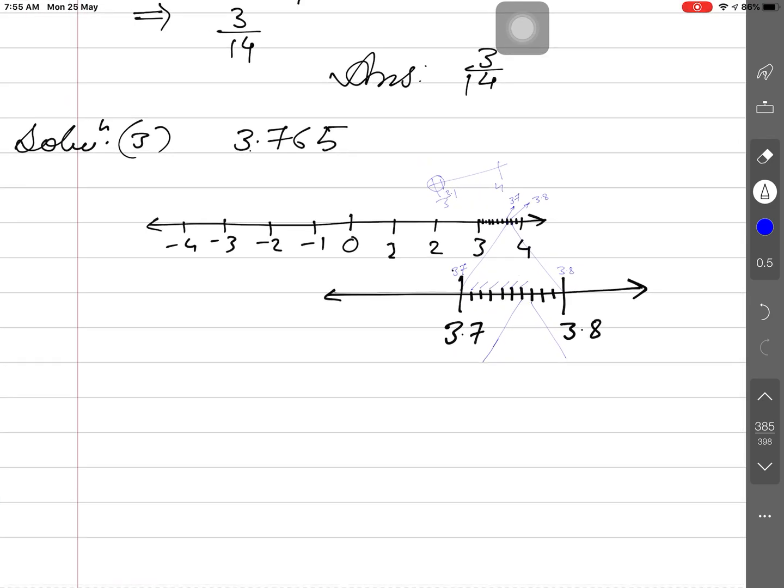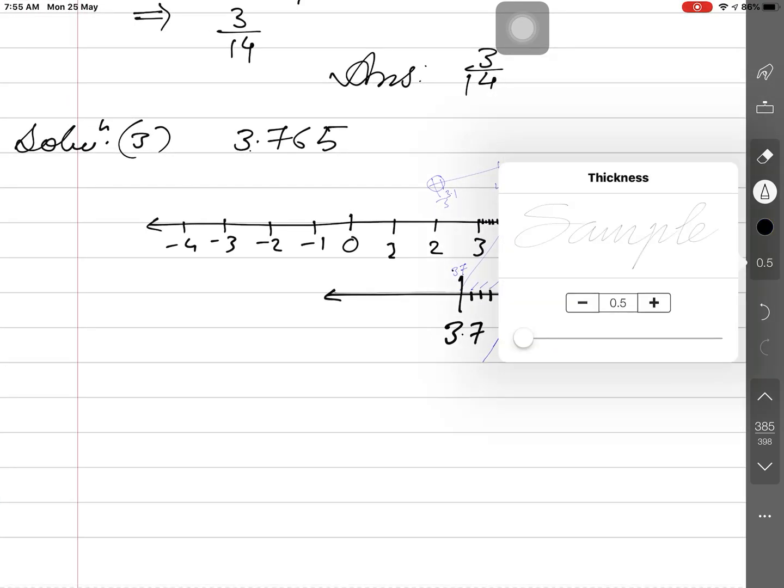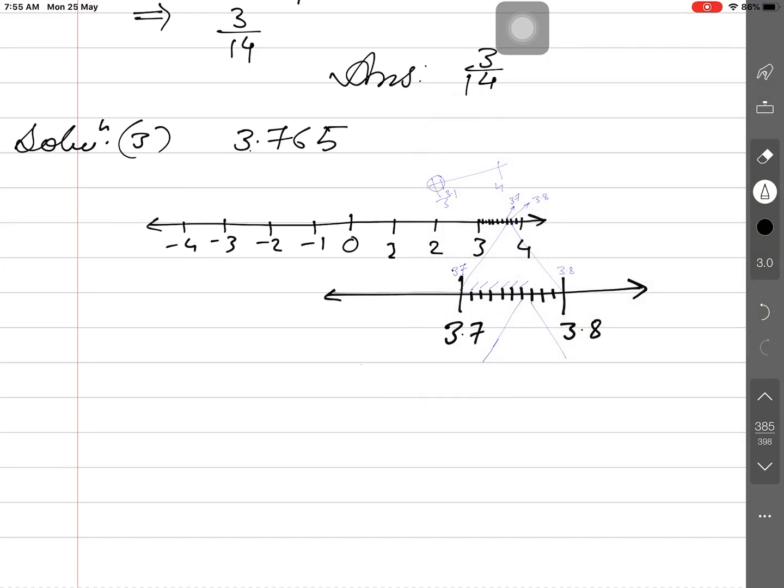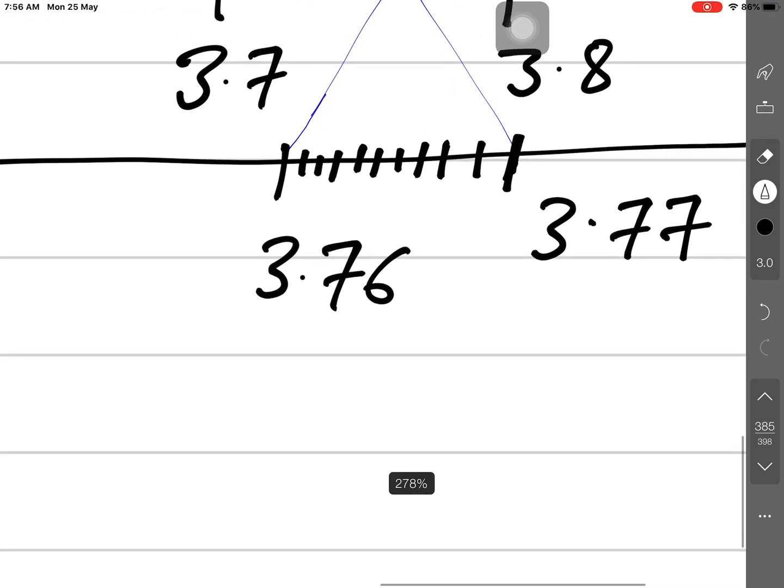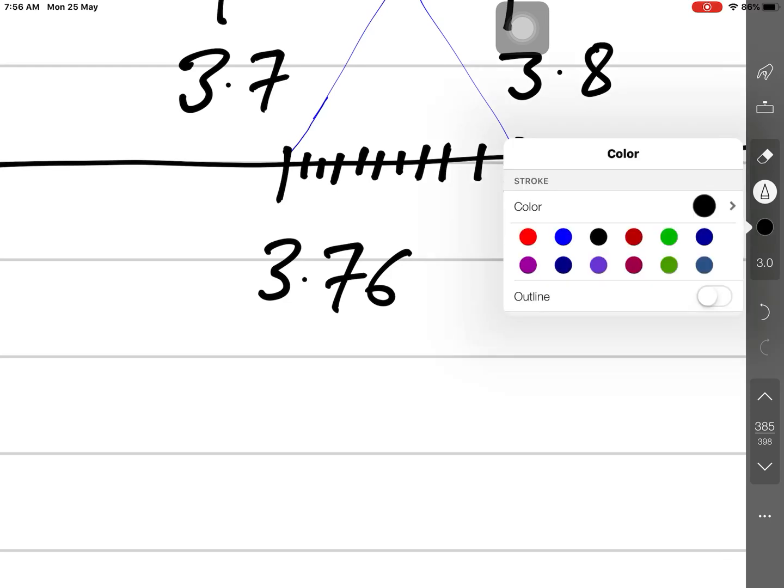Now what will happen here? Again the same thing is to be done here. This is called the successive magnification method. You will understand this. This is 3.76 and this is 3.77. But we have to represent 3.765 on the number line. It is between 3.76 and 3.77. Again, I think everybody understood how this is done. 1, 2, 3, 4, 5, 6, 7, 8, 9. Clear or not? This process goes on continuously.